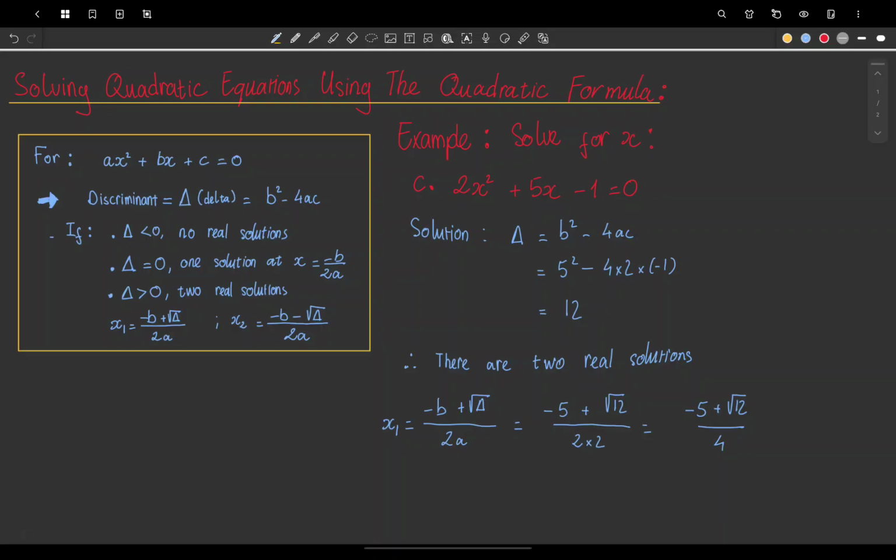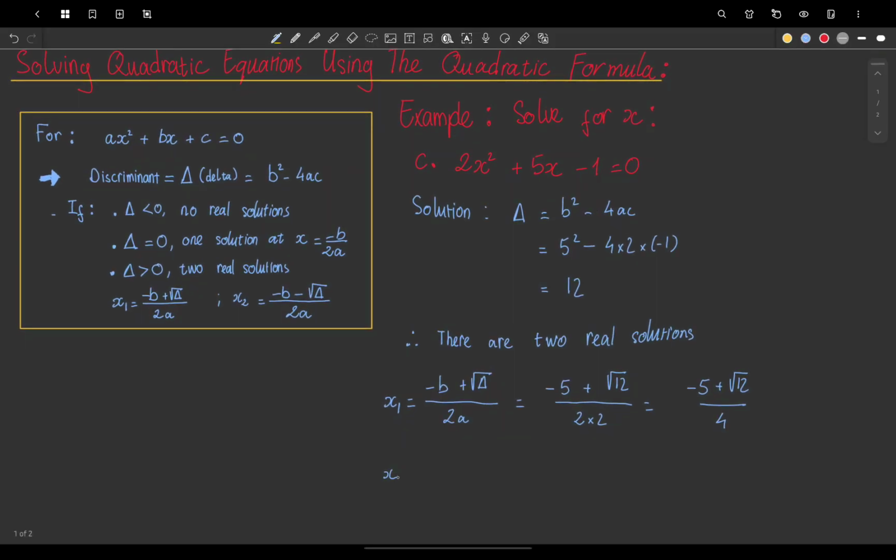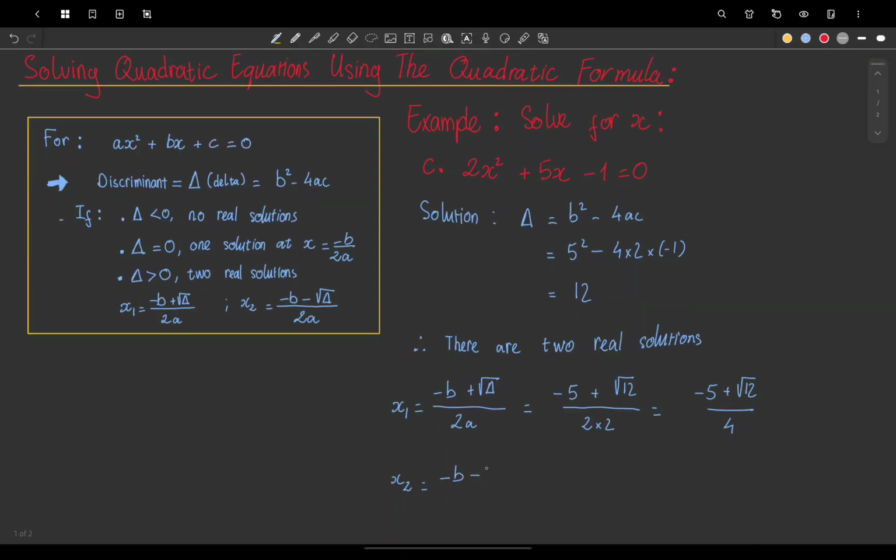So that is your first x solution, x1, and your x2 is very simple. We just go x2 equals negative b, like the first x we already have, plus the square root of the discriminant. So all we need to do is do minus, minus the square root of the discriminant over 2a. So what we're going to have is negative 5 minus the square root of 12 over 4.